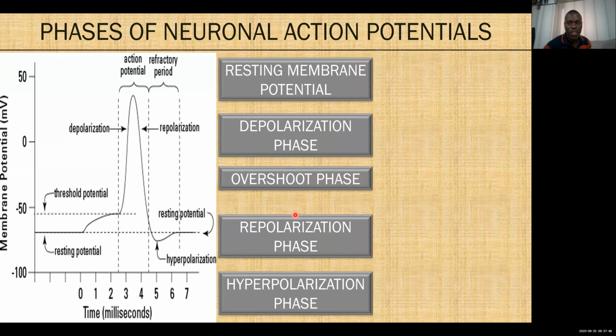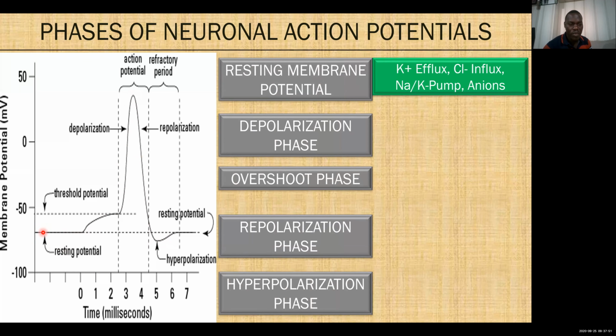In terms of molecular explanations for them, you remember that for the resting membrane potential, there were 4 factors to consider that explain the resting membrane potential. Potassium efflux is several times faster than sodium influx. Then we have the sodium-potassium pump. You have anions. And lastly, the fact that chloride influx is also there.